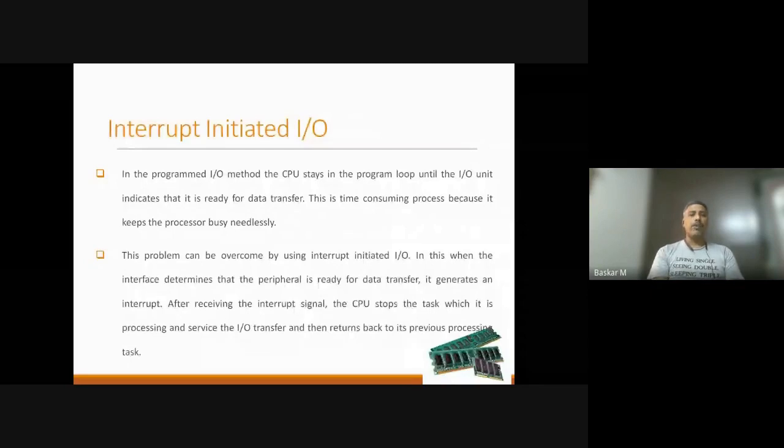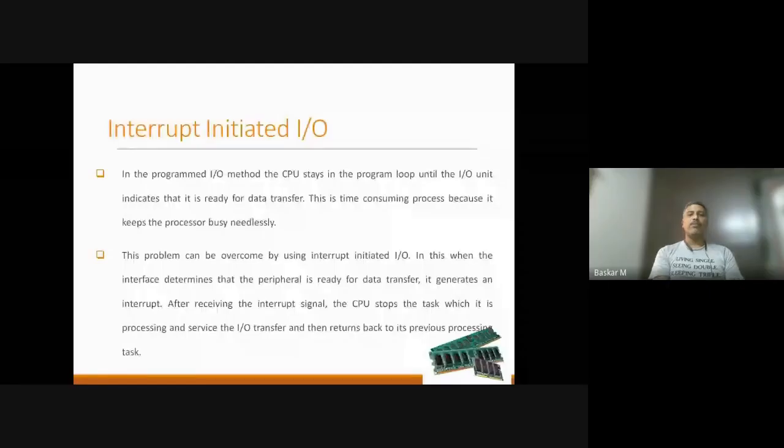To overcome this problem, we make use of interrupt initiated IO. In this, when the interface determines that the peripheral is ready for data transfer, it generates an interrupt. So in this case, whenever the IO device is ready to transfer the data, the IO device generates the interrupt, saying, I am ready to transfer the data. After that, the processor takes care of the IO device. Whereas program IO is not like that: once the instruction is executed, it needs to wait until the input is given by the IO device. That's the meaning.